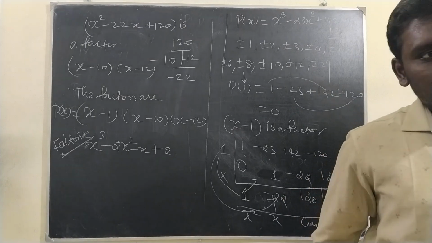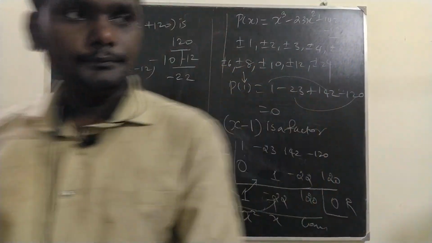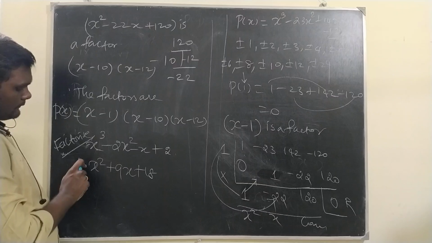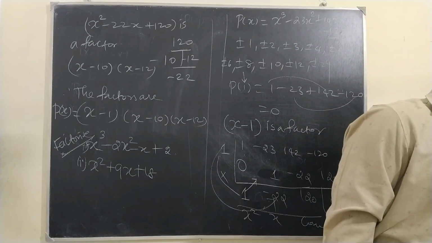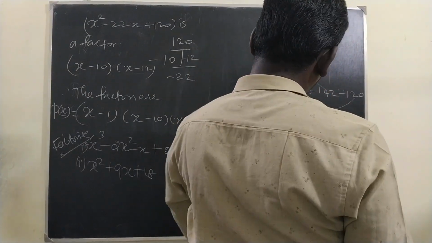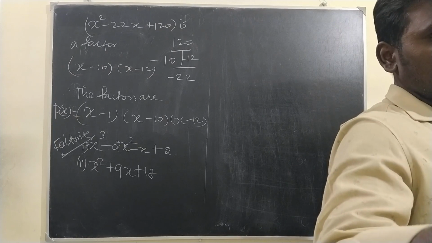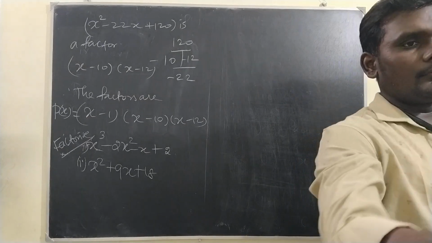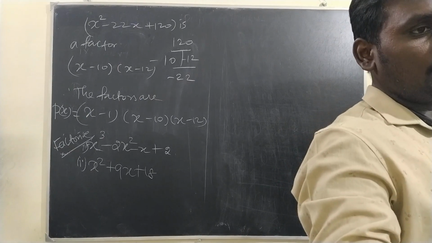Next one, x square plus 9x plus 18. Boys, you got the answer? Then next, 84 minus 2r minus 2r square.